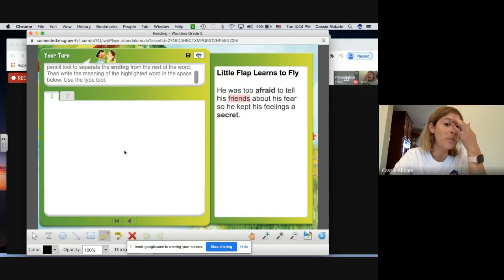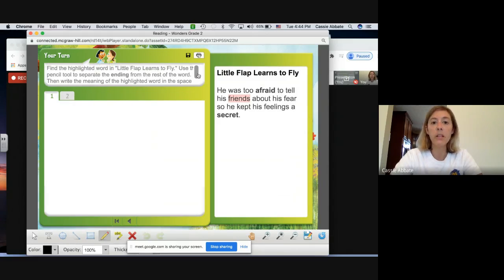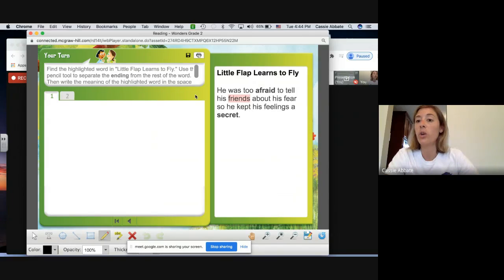Use the type tool. Okay, so here are all these tools down here at the bottom. Here's the pencil. Here's the typing tool. So I'm going to do one. You guys are going to watch me. You guys can do this on your piece of paper that's right there in front of you, or if you have access to Wonders, you're able to follow along in another window.